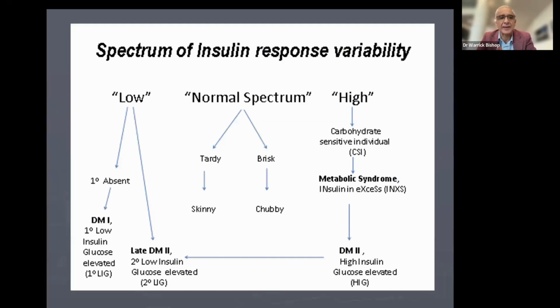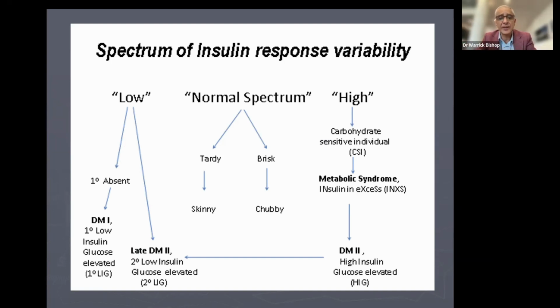This is what it looks like. As we think of people with low insulin levels, we're thinking primary, absent low insulin, type 1 diabetics. We're thinking late type 2 diabetics, or secondary low insulin. So these would be low insulin with glucose elevated. Then, of course, there's a normal spectrum.